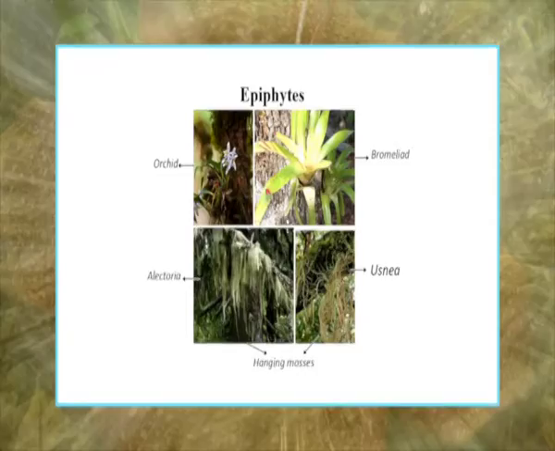Plants that grow on other plants only for support and not for water or food supply are known as epiphytes. They differ from the lianas in that they are not rooted into the soil. Certain common examples of epiphytes are orchids, bromeliads, hanging mosses, Usnea and Alectoria.